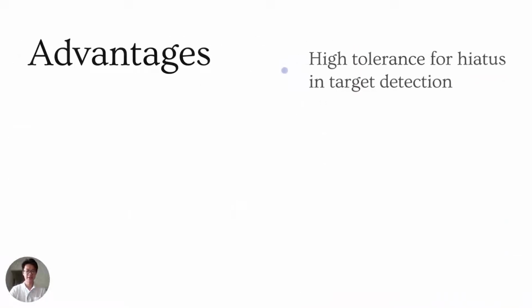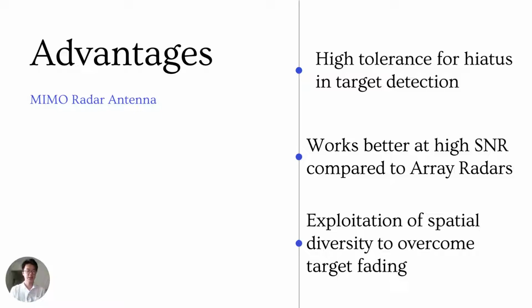So let's look at the advantages compared to the others. First, high tolerance for hiatus in target detection. As the target moves further away, or there's a gap in the target detection, as long as one radar isn't able to pick up the target, the other radars might be able to. And then it works better at high signal to noise ratio compared to array antennas.